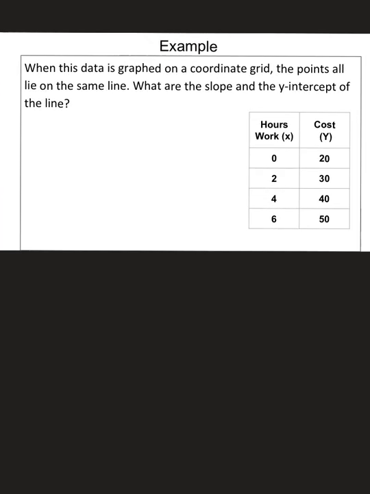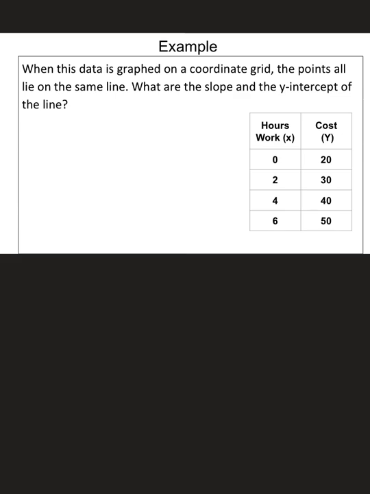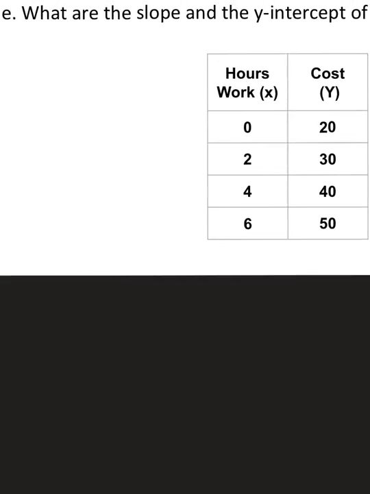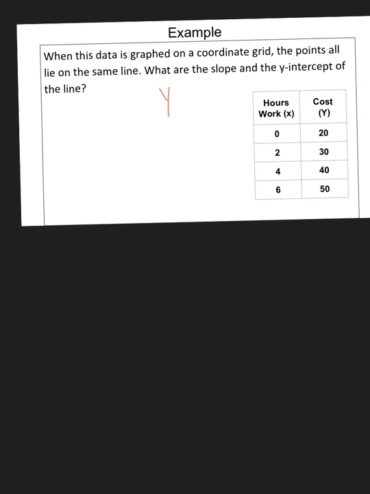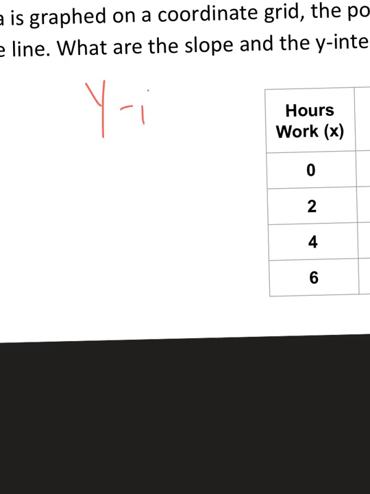It says, when this data is graphed on a coordinate grid, the points all line up on the same line. What are the slope and the y-intercept of this line? All right, guys, so the first thing I want you to identify. We said in the last video that y-intercept is where the line crosses the y-axis. And we said that for the y-intercept, our x was always 0. X was 0, and whatever that y was, that's our y-intercept.